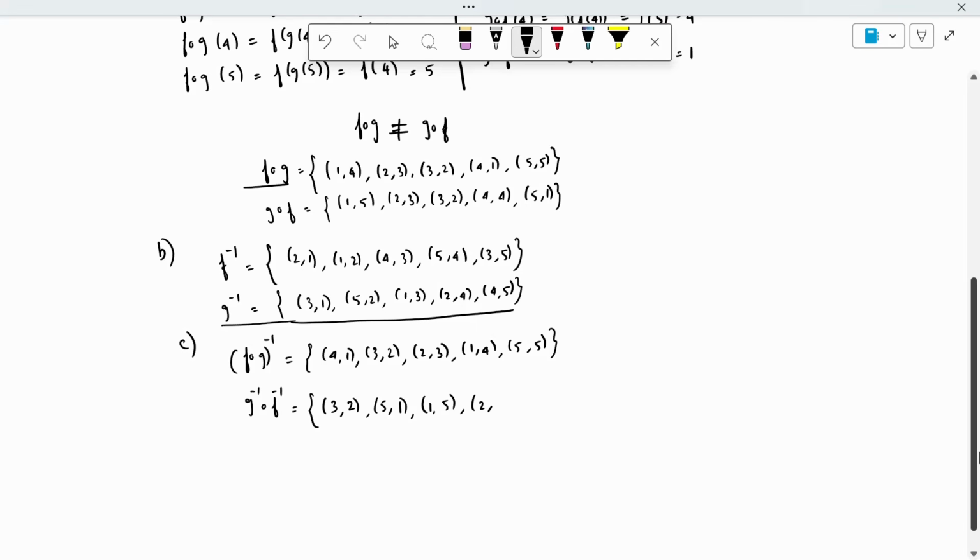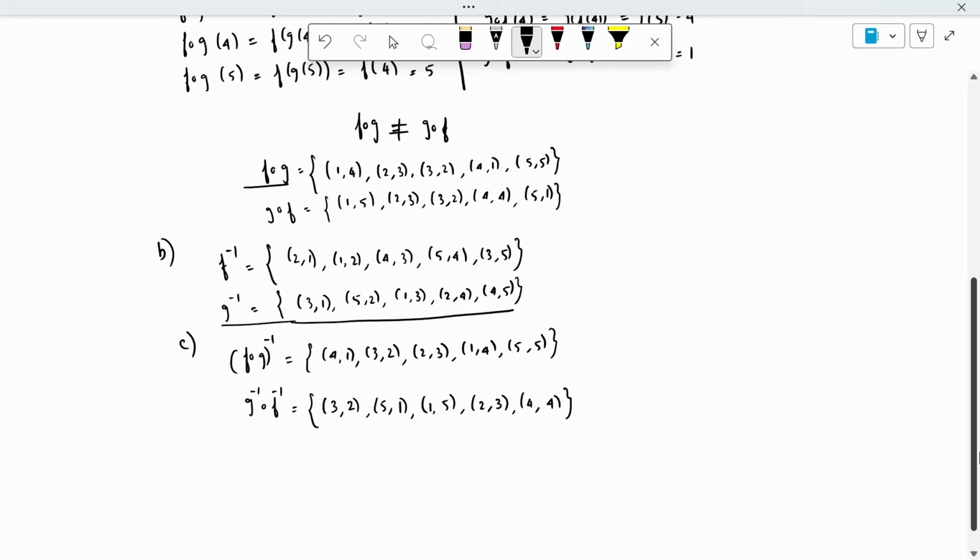2. So 2 to 4. 4 is mapped to 3. So 4 is mapped to 5. 5 is mapped to 4. So completed. Okay. Now you check the answer, whether you are getting the same.